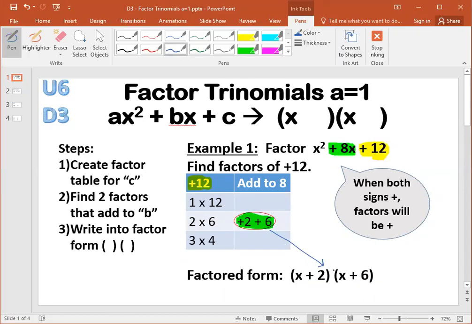If you remember from before, to double check work, if I multiply these two binomials together, I end up with the standard form up here. So if I multiplied these together, I would end up with my original x squared plus 8x plus 12. All right, so let's look at some more examples.